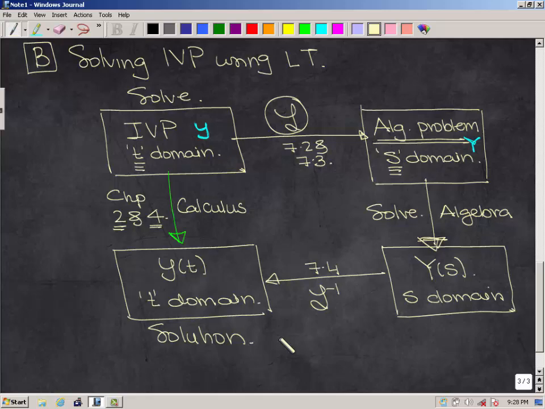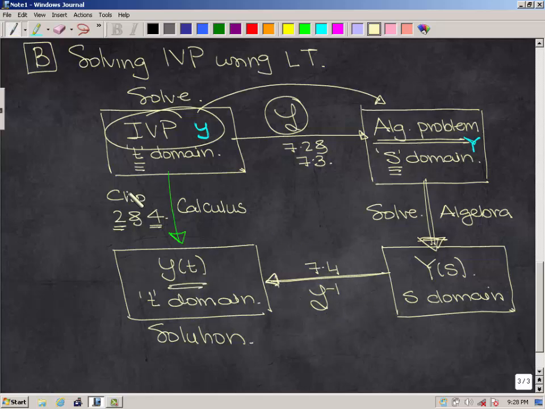It's really cool because we are changing a calculus problem that has derivatives and everything to an algebraic problem. We're going to solve for big Y. That's all we have to do. It's an easy solve. It takes like 1 second. And then we're going to change it back to little y of t.